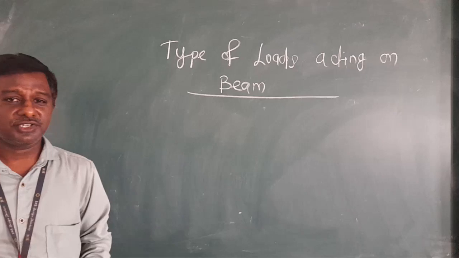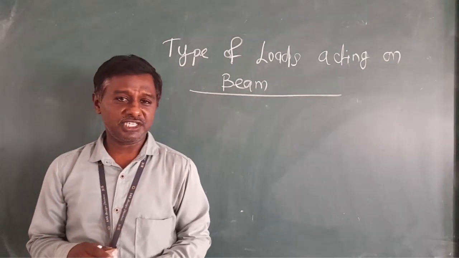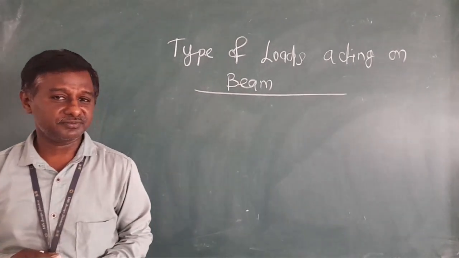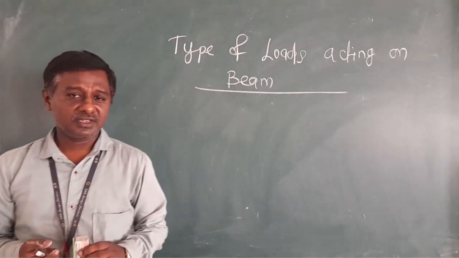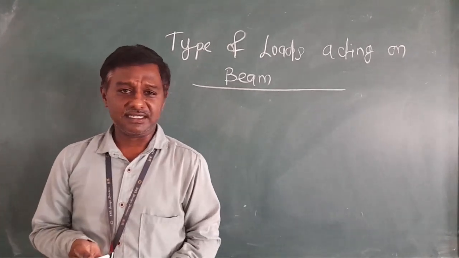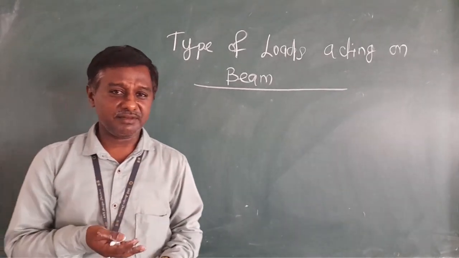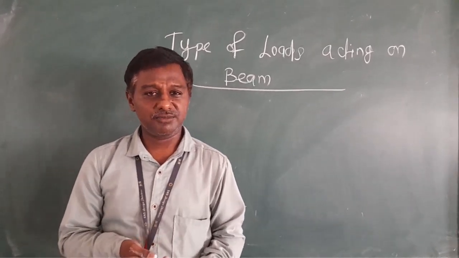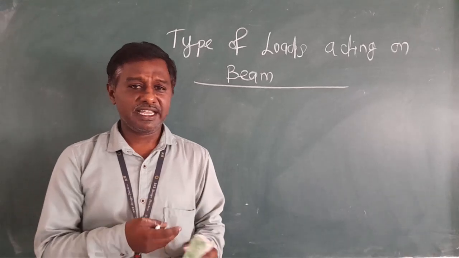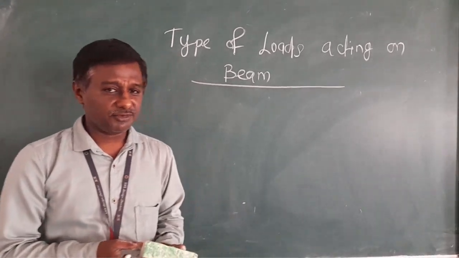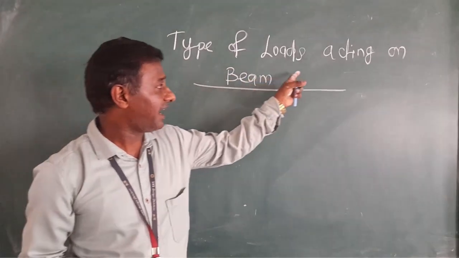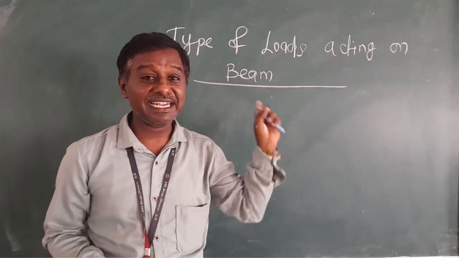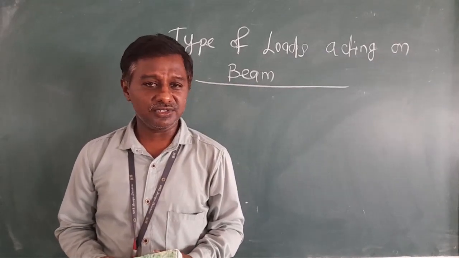To this session. Today we are going to discuss the types of loads acting on the beam. In the earlier class we already discussed what a beam is and how we can classify a beam based on the types of supports, the number of supports, and the location of supports. Today we are going to discuss the types of loads acting on the beam, or lateral loads. These are called lateral loads.